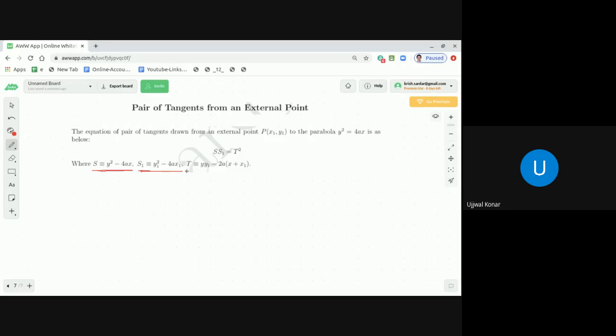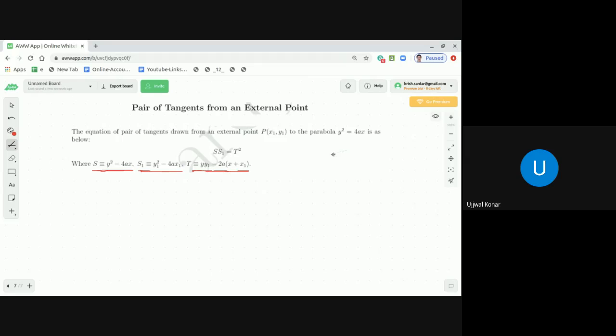And what is T? T is the expression which is in the form of the equation of the tangent, but there is no relationship with the equation of the tangent to the parabola at the point x1 comma y1, because x1 comma y1 is not at all on the parabola. Just to memorize it properly, that's why I wrote it here, S1 is equal to T square. Let me give you a visual representation of this statement.